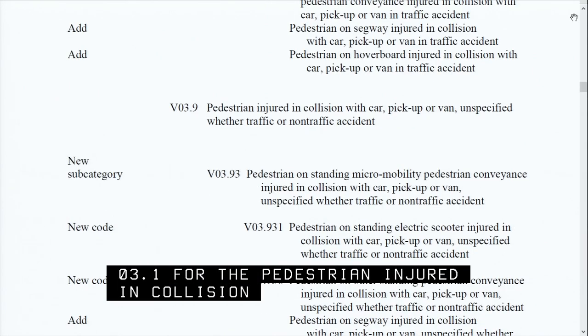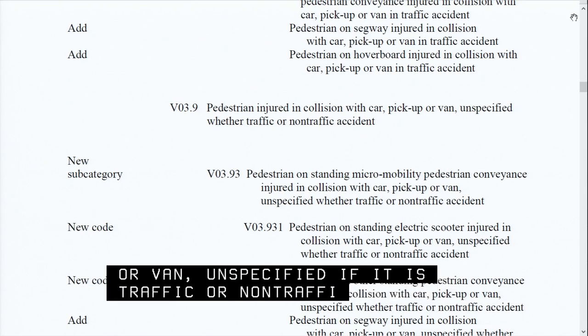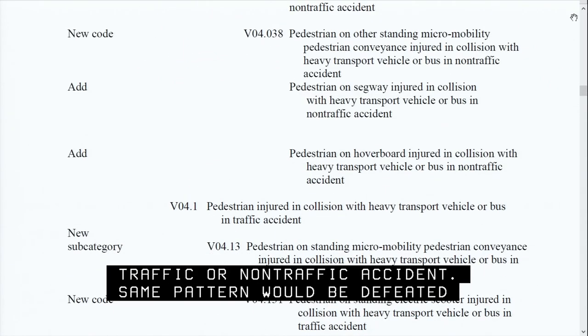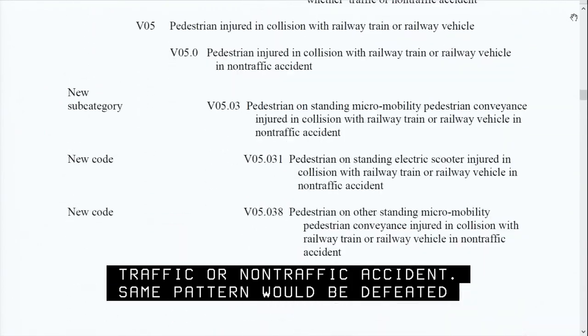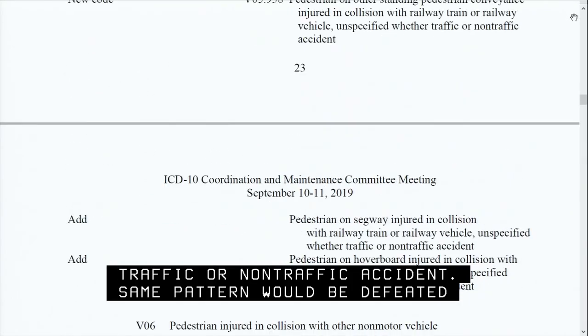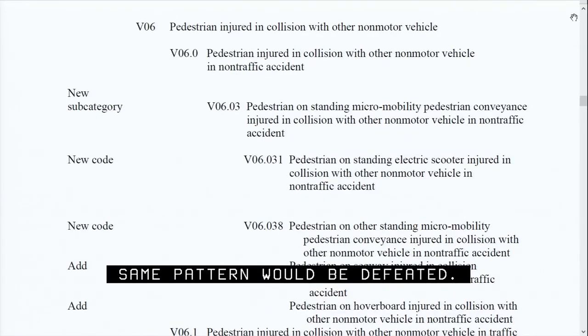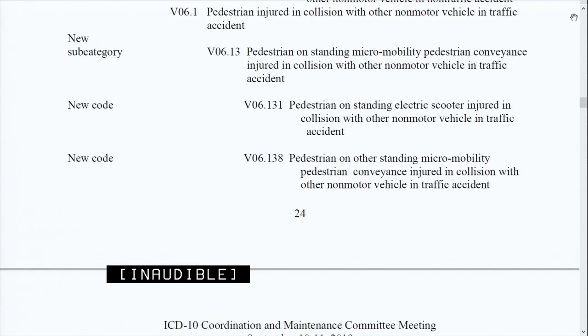Same pattern would be repeated at code category V04, V05, and V06. At code V06.1 and code V06.9 for the pedestrian injured in collision with other non-motor vehicle, unspecified whether it's traffic or non-traffic accident.